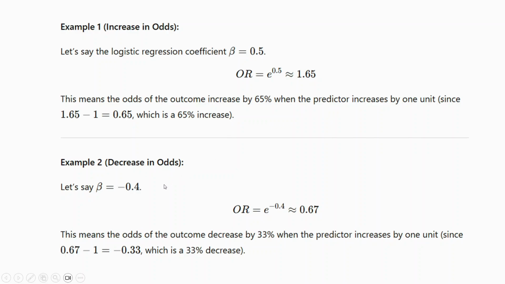Now, a decrease in the odds ratio. Let's say beta has a negative value. So OR is equal to e raised to minus 0.4, which is 0.67. This means that the odds of the outcome decrease by 33%.